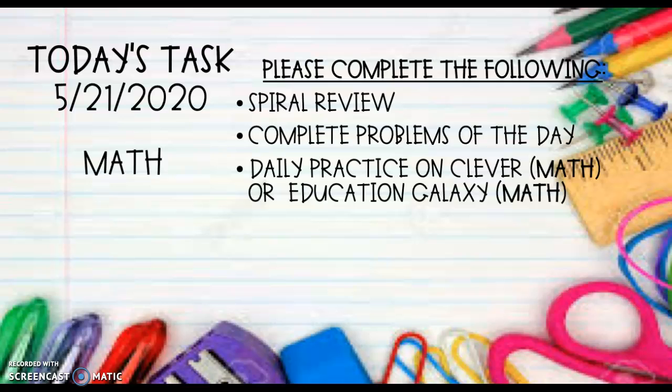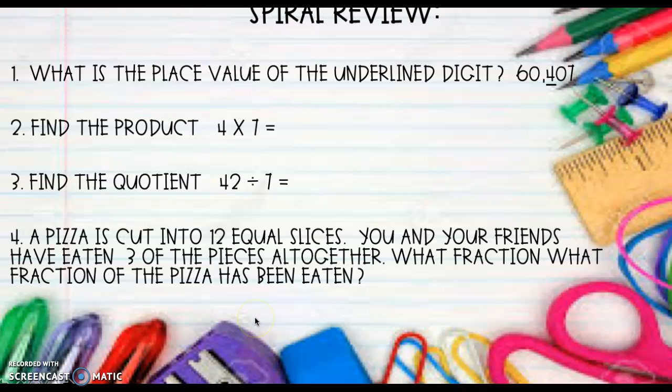All right, so today you will need to complete your spiral review as always. Complete your problems of the day, and then you will need to do practice on Education Galaxy or Clever Math. For your spiral review, you have 4 problems. The first one is place value, the second one is multiplication, the third one is division, and the fourth one is a fraction problem. Excuse me, I have the hiccups. So let's go ahead and get started.